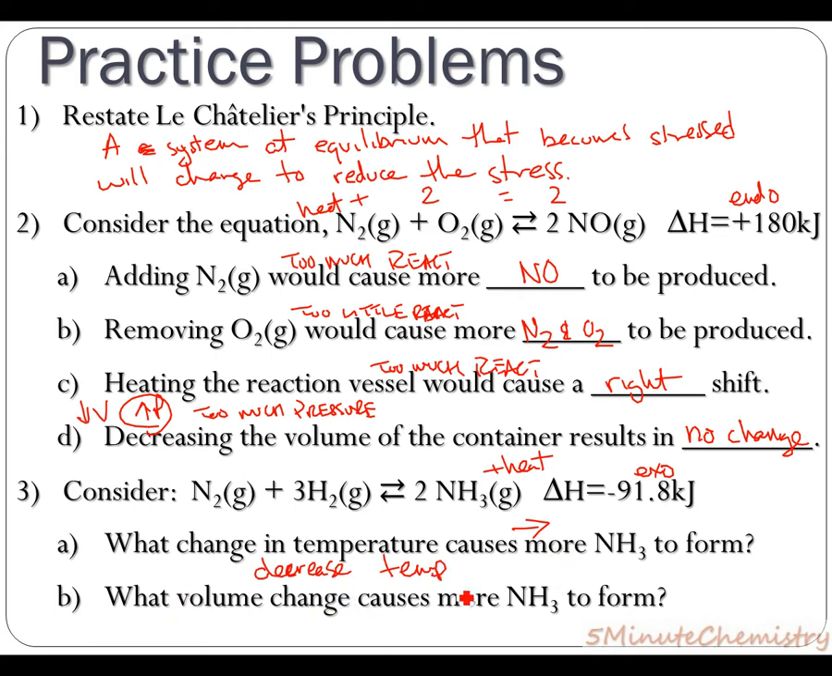What volume change causes more NH3 to form? So now I want to know what would cause more NH3 to form. Again, I want a right shift. What volume change would cause that? So a right shift, if I take a look here, I see 1 and 3 is 4 moles of reactant to 2 moles of product. So I'm going to need to form fewer moles of product. To form fewer moles of product, I need to add stress. I have to add pressure. And the way that I add pressure is a decrease of volume. So I will decrease the volume to increase the pressure to cause a right shift.